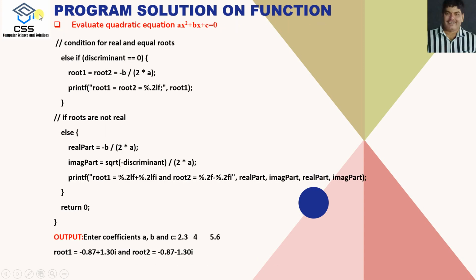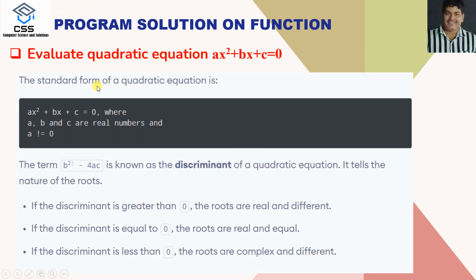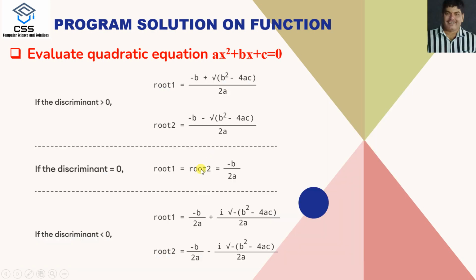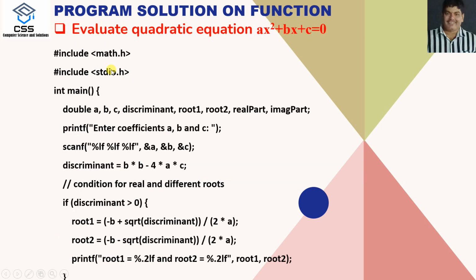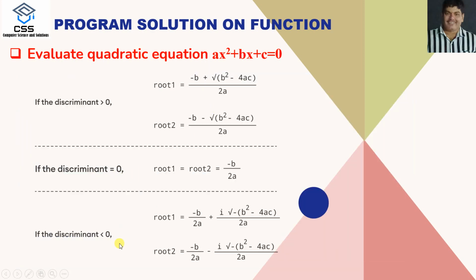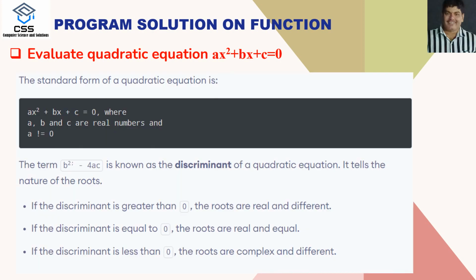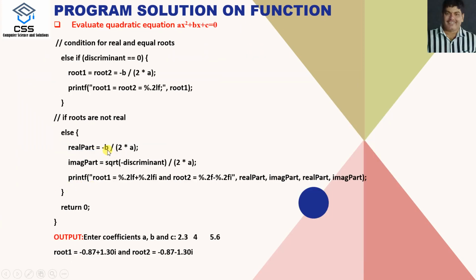If the discriminant is equal to 0, the second equation will evaluate, and hence root 1 equals root 2, meaning the values of root 1 and root 2 are the same: minus b by 2 into a. Whatever the value, that will be displayed. If neither of these conditions is satisfied, the third equation comes into play, if it is less than 0. If not greater than, if not equal, the last case must be less than 0, hence no condition is given, and the third type of equation will execute and display. Suppose you enter the values of a, b, c, and the result will be displayed accordingly.